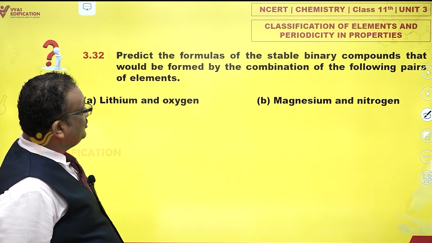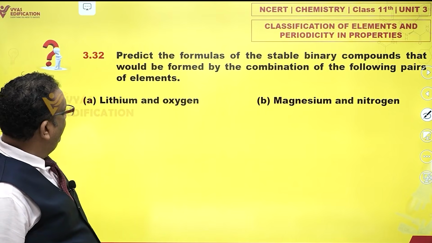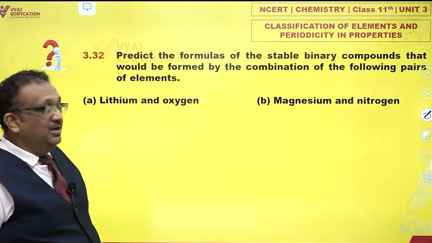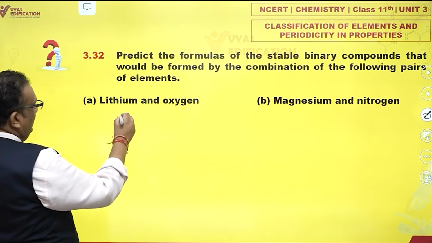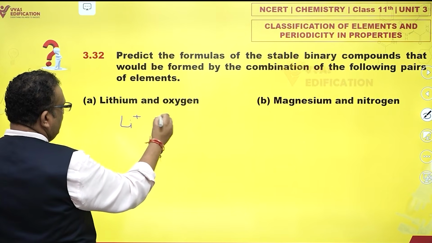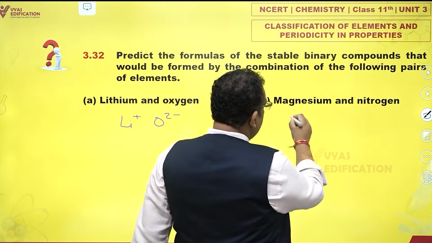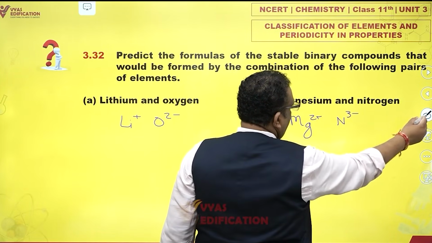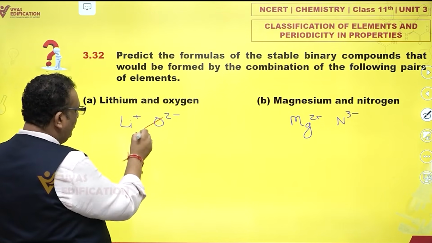Predict the formulas of stable binary compounds that would be formed by the combination of the following pairs of elements. First, lithium and oxygen. Well, lithium would be +1 and oxygen is -2. Next, magnesium and nitrogen. Magnesium is +2 and nitrogen is -3. Fabulous. So what happens? You just cross multiply.